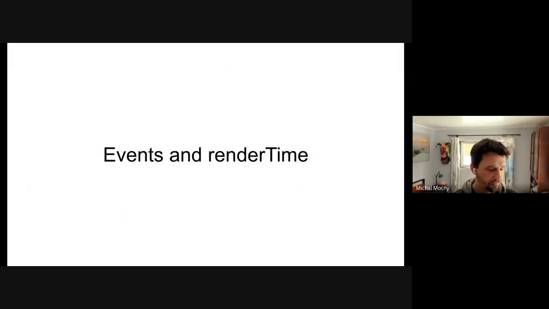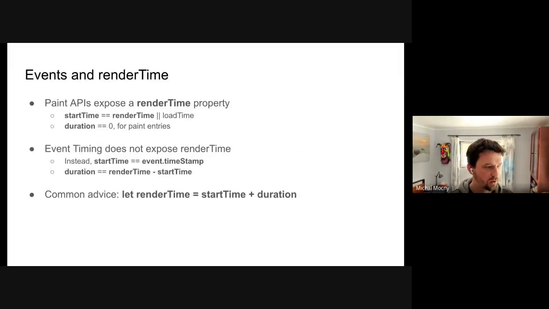All right, events and render time. Our Paint APIs expose a render time property, or at least element timing does on Chromium. And the render time property is meant to be the most approximate presentation time of an animation frame that has these interesting paints. The way it's actually exposed, though, is all of these entries expose it as the start time. They will have a render time if the element passes timing allow origin. And these entries always have a duration of 0. They're always relative to the time origin of the navigation.